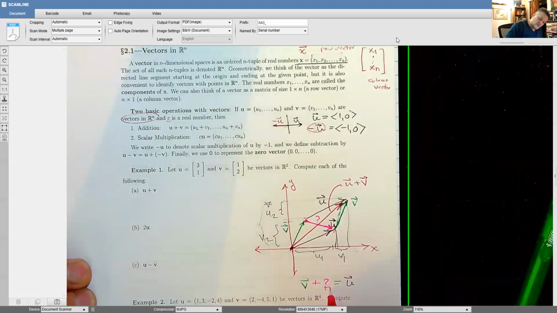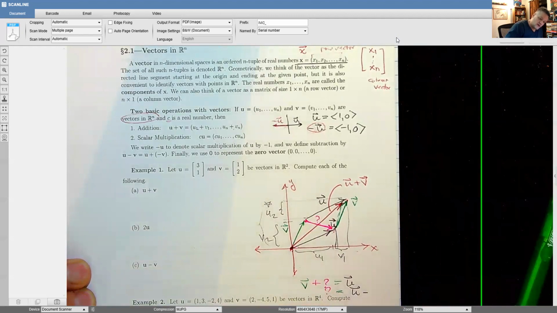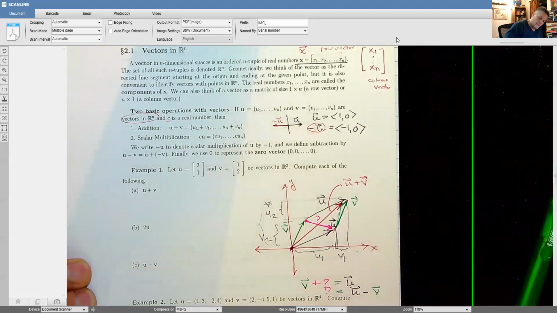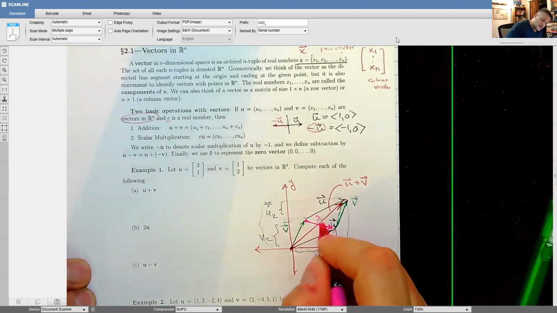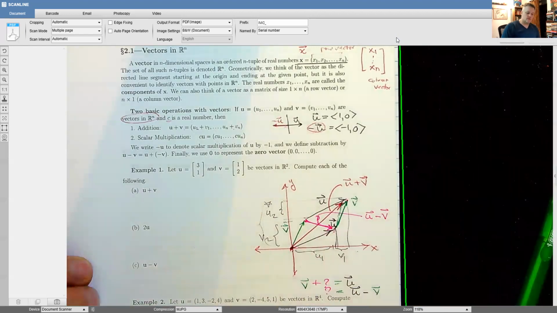Therefore, if I just solve for my question mark, the question mark vector has to be the difference u minus v. It has no choice, right? So this vector here, just from our addition rule, has to be that.